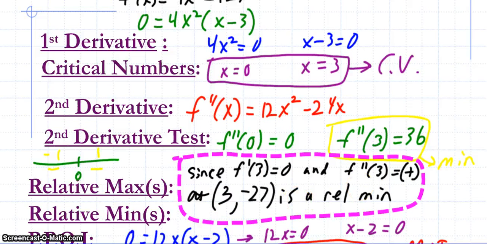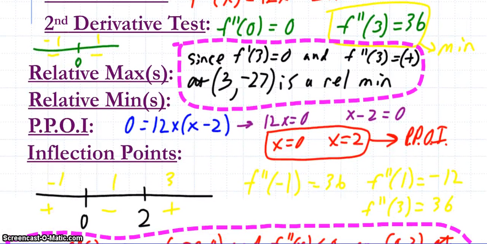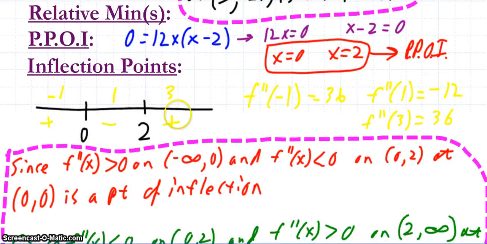Alright, great. Now let's move on to points of inflection. So I need to find my possible points of inflection, which come from setting the second derivative equal to 0. And I factored out a 12x. So I get 12x = 0 and x - 2 = 0. So I get x = 0 and x = 2 are my possible points of inflection. Again, circle it, label what it is, keep your work organized. Now for inflection points, I have to use my increasing and decreasing chart for the second derivative.